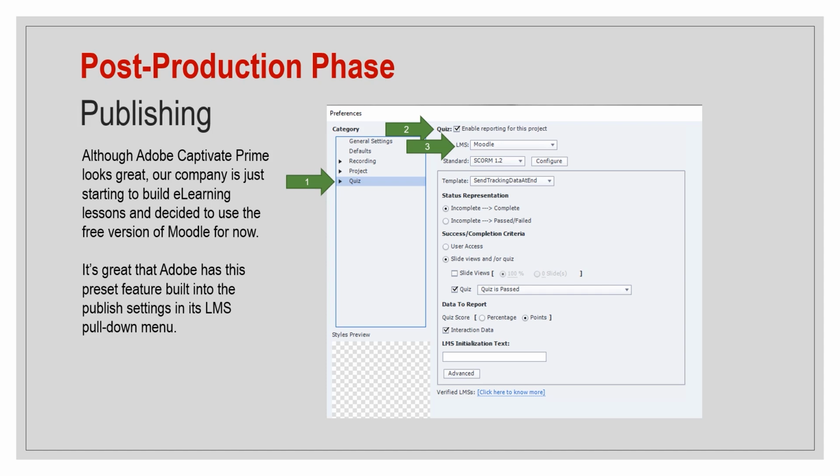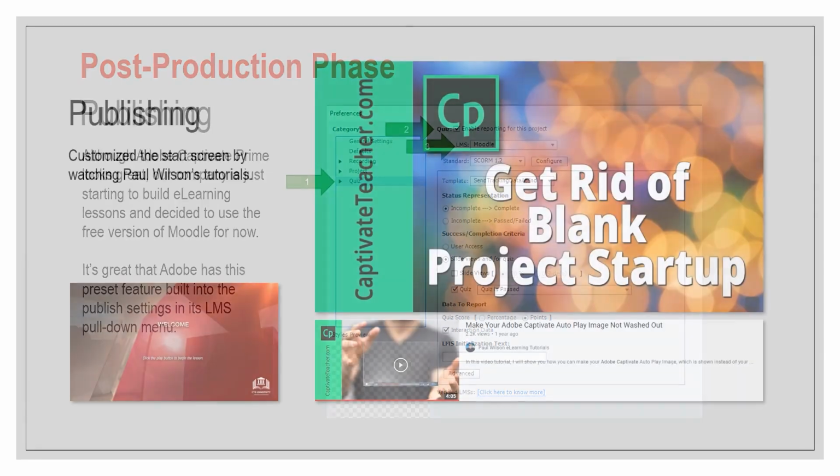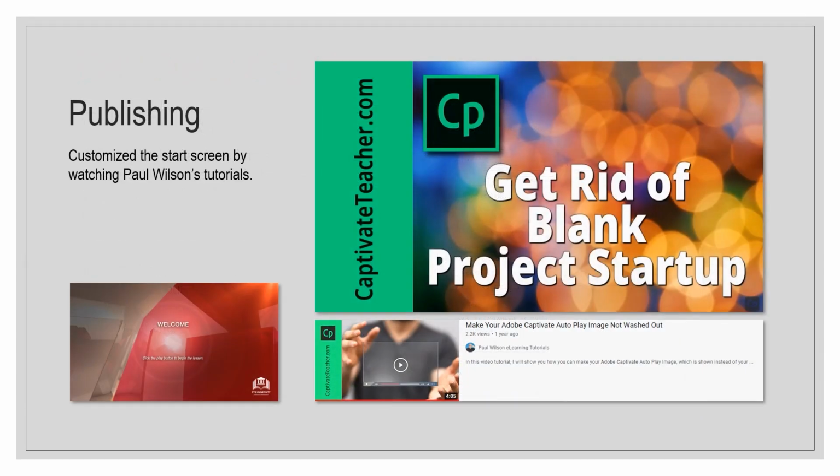So then I was ready for the post-production phase and start publishing my lesson. And I was very happy to see that you could publish to Moodle because this was our first lesson. We weren't ready to invest into Adobe Captivate Prime quite yet. And so we decided to use the free version of Moodle for now. I also in the publishing wanted to get rid of that blank project startup screen and went to Paul Wilson's tutorials once again and found these 2 great tutorials to do that.